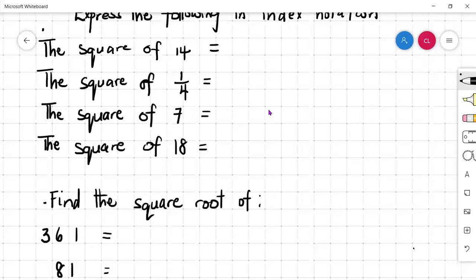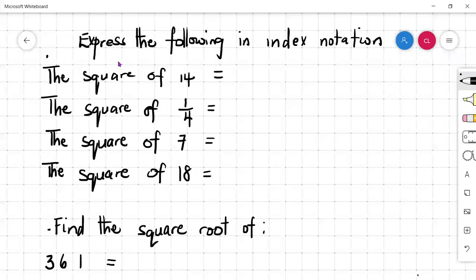So it says, express... all right, great. It says now express the following in index notation or in exponential form or using powers. The square of 14. Let's start with the marquees. What is the square of 14? How would I write the square of 14?